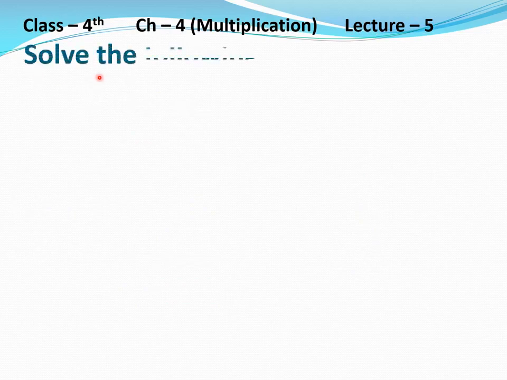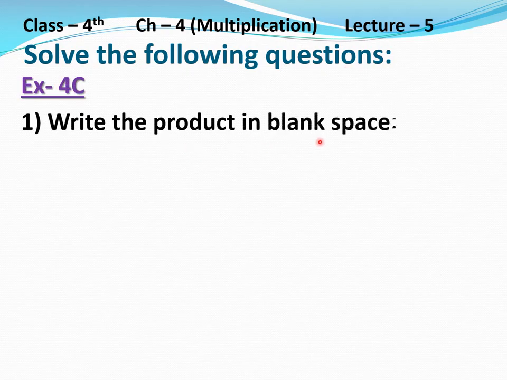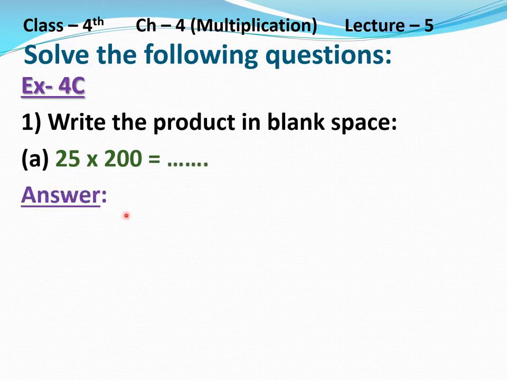Now solve the following questions as classwork. Exercise 4C. Question number 1. Write the product in blank space. A part, 25 multiply 200 equal to dash. Write answer, 25 multiply 200.